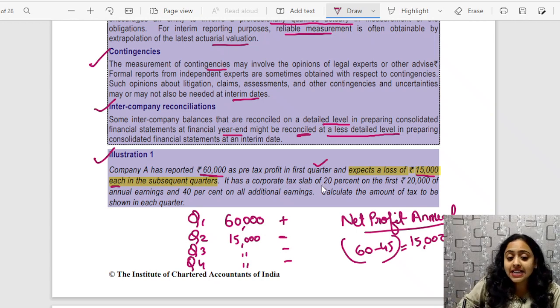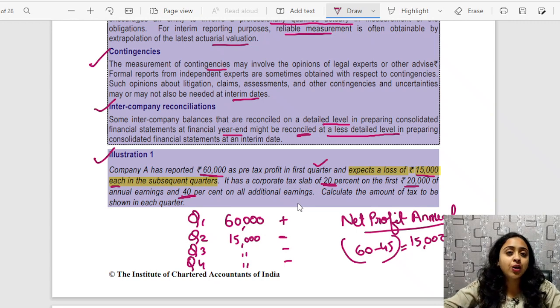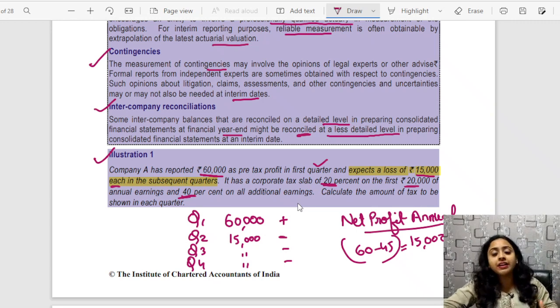It has a corporate tax slab of 20% on the first 20,000 of annual earnings, and 40% on all additional earnings. For example, if you are earning 21,000, the first 20,000 will be taxed at the 20% slab rate, and the remaining 1,000 will be treated with 40%. Calculate the amount of tax to be shown in each quarter.